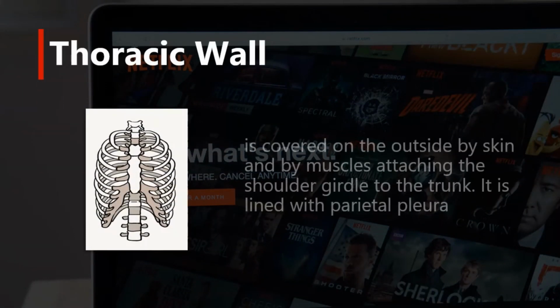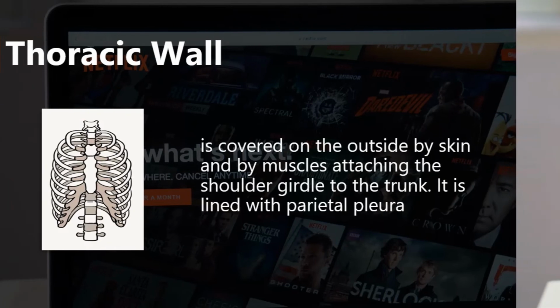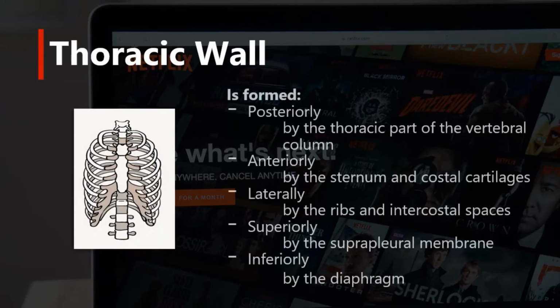Thoracic wall. It is covered on the outside by skin and by muscles attaching the shoulder girdle to the trunk. It is lined with parietal pleura. The thoracic wall is formed posteriorly by the thoracic part of the vertebral column, anteriorly by the sternum and costal cartilages, laterally by the ribs and intercostal spaces, superiorly by the suprapleural membrane, and inferiorly by the diaphragm.